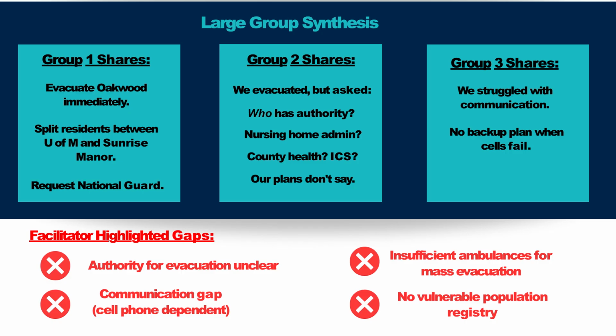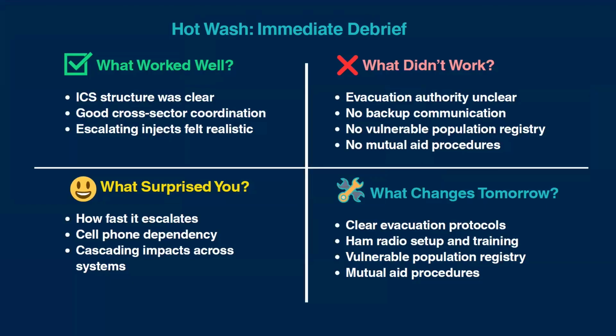Now moving on to hot wash. Let's discuss what worked well, what didn't work well, what surprised you, what would you change tomorrow? What worked well? ICS structure was clear. People know who to report to. What didn't work? Authority for evacuation unclear. No backup communication system. No vulnerable population registry.